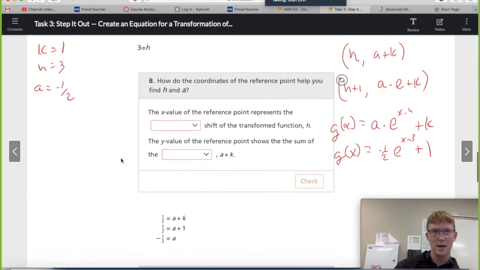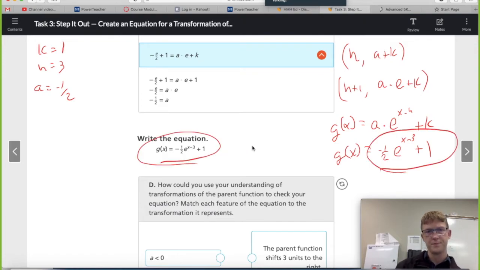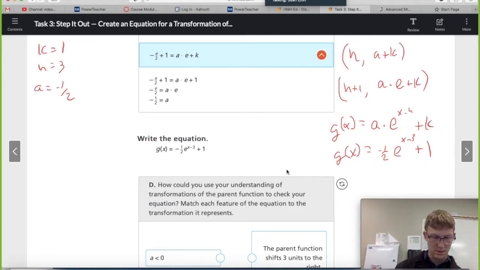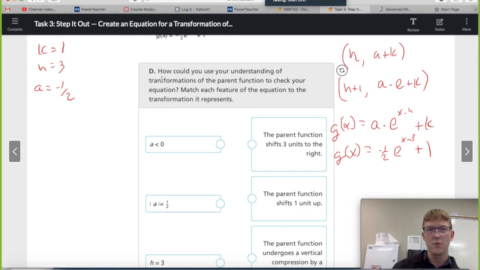Let's see what they got. There you go. So when you use the right equations, which I did not do in the last lesson, or I tried not to, it works pretty well. How can you use your understanding of transformations of the parent function to check your equation? Match each feature with the equation to the transformation it represents.